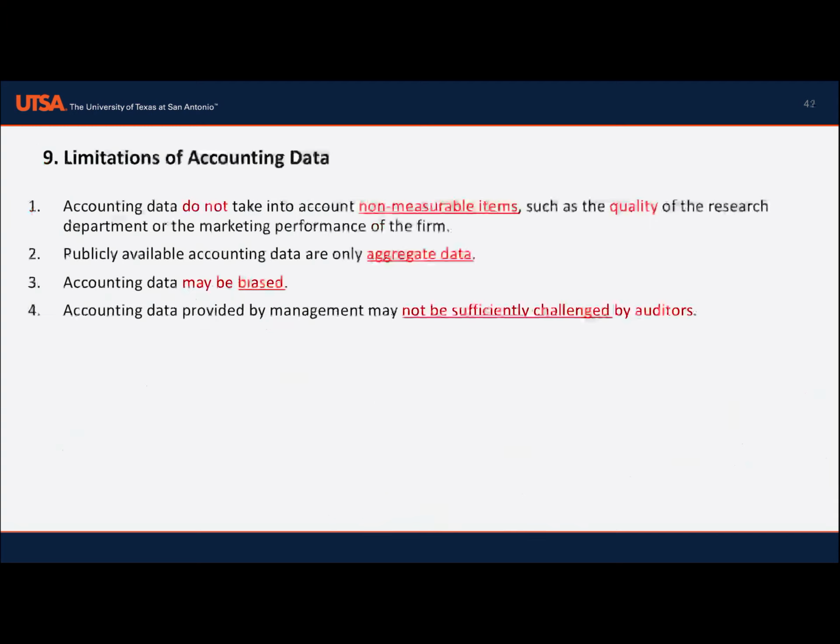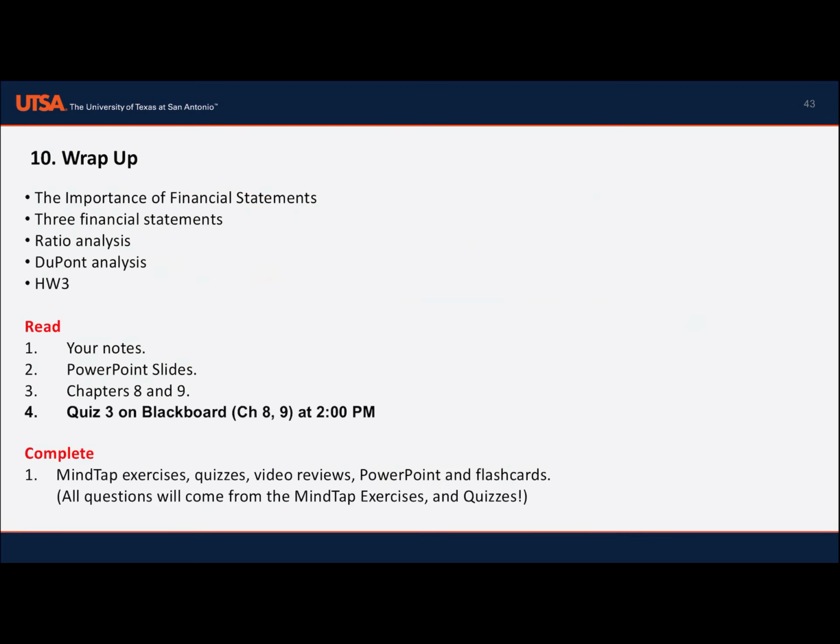Okay, what are the limitations of accounting data? Accounting data do not take into account non-measurable items such as the quality of the research department, the marketing performance of the firm, or the quality of the management team, the board of members, and the CEO. Publicly available accounting data are only aggregate data, accounting data may be biased, and accounting data provided by management may not be sufficiently challenged by auditors. So to wrap up, we learned the importance of financial statements, the three financial statements, ratio analysis, and report analysis.